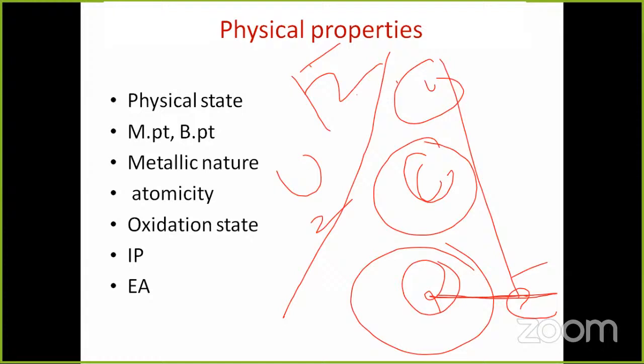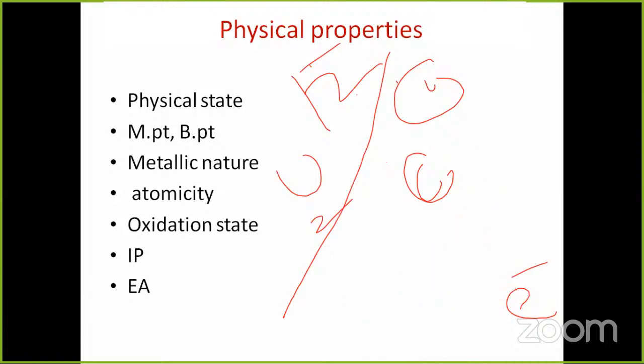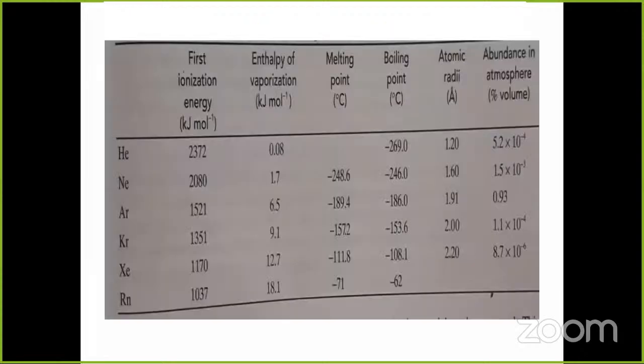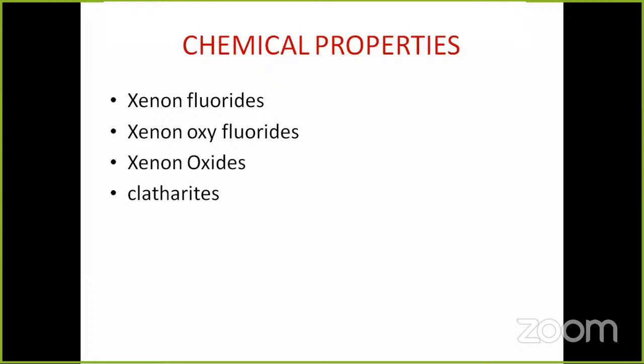Only this one gets involved; the remaining elements do not react. What is the reason xenon reacts? Due to low ionization potential but more atomic size. So that's why, with low IP value, it can exhibit chemical properties. For example, the compounds are xenon fluorides, xenon oxides, and xenon oxyfluorides. And one more important property is clathrates. This is also an important property of the noble gases. They are called clathrates. So there are 4 properties.